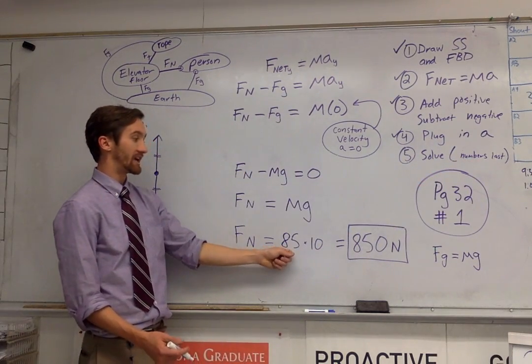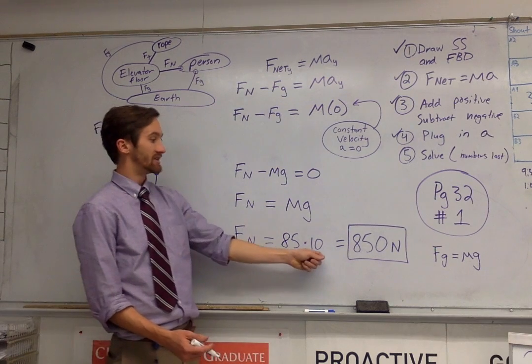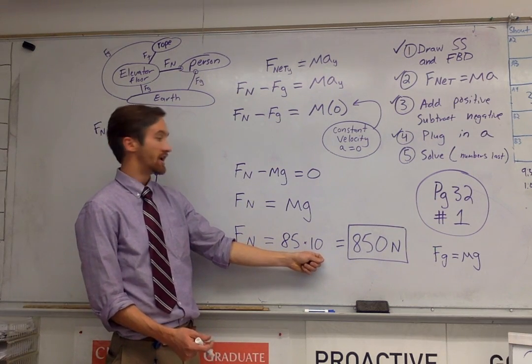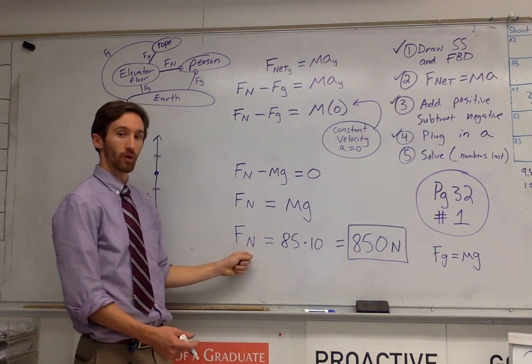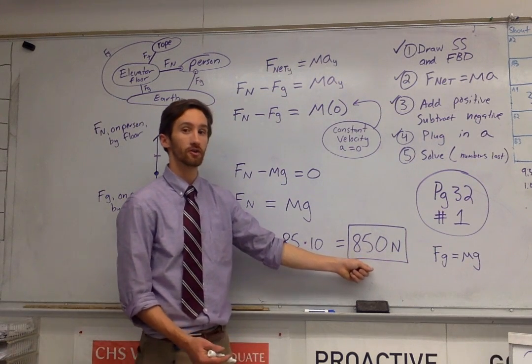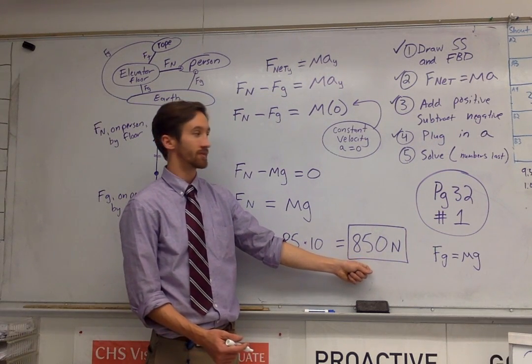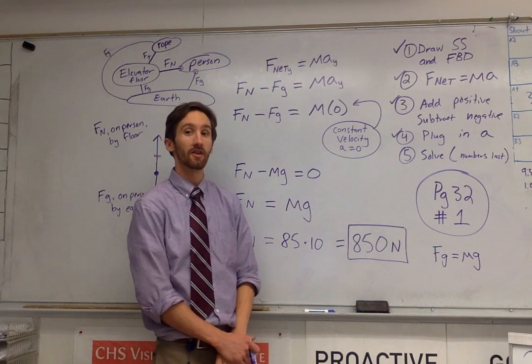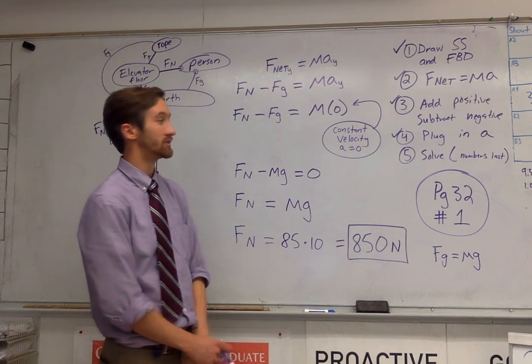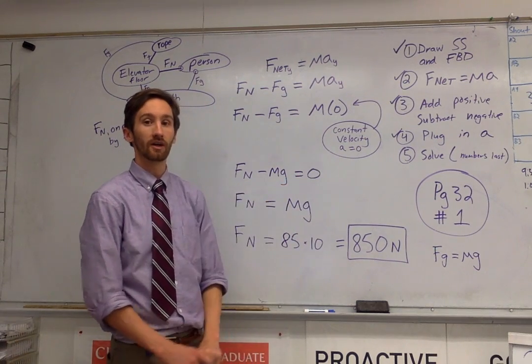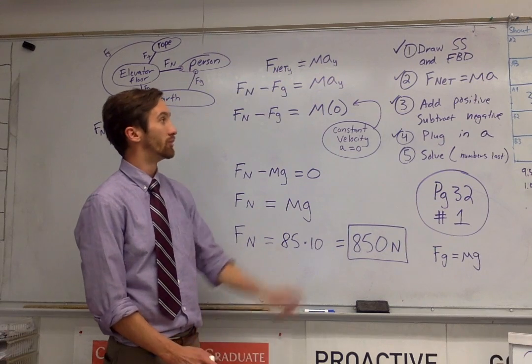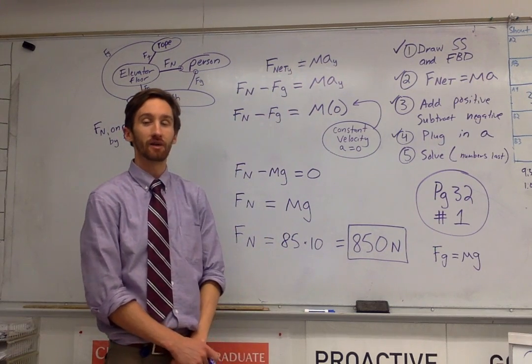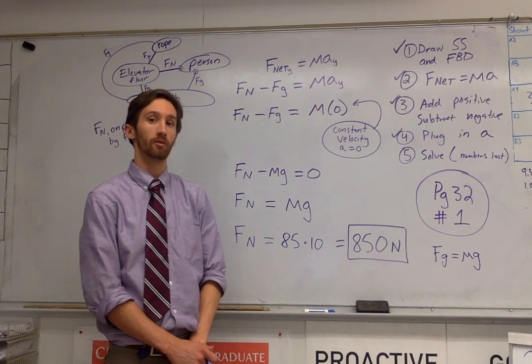I plug in 85 for m, 10 for g, and that tells me that the normal force is equal to 850 newtons in this case. So in the next video, we'll talk about what happens when we're no longer going at a constant velocity, but those are our 5 basic steps for solving force problems.